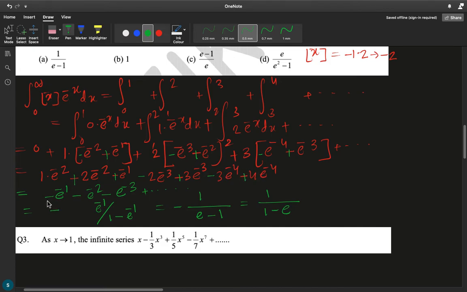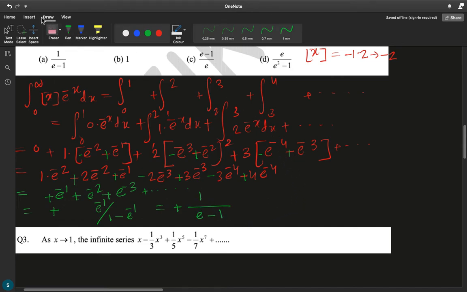So at the end of the day, all the values should be plus. Why did I make the mistake? Because minus x is there, so the integration should have one minus sign. That is the mistake, and this minus sign is no longer needed, and this will become plus. So the answer is this. Okay, so the answer is 1 by e minus 1.